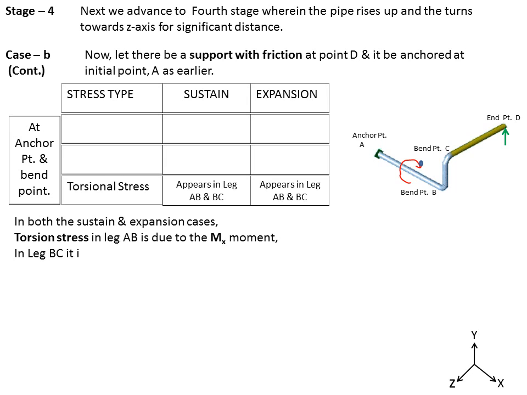In leg BC, it is due to the My moment, and in leg CD, there is no torsional stress at all. So in leg BC, it is because of the My, the direction in which the pipe is running. It's because of that moment, and in CD, we don't have any torsional stresses at all in the sustain or the expansion condition.